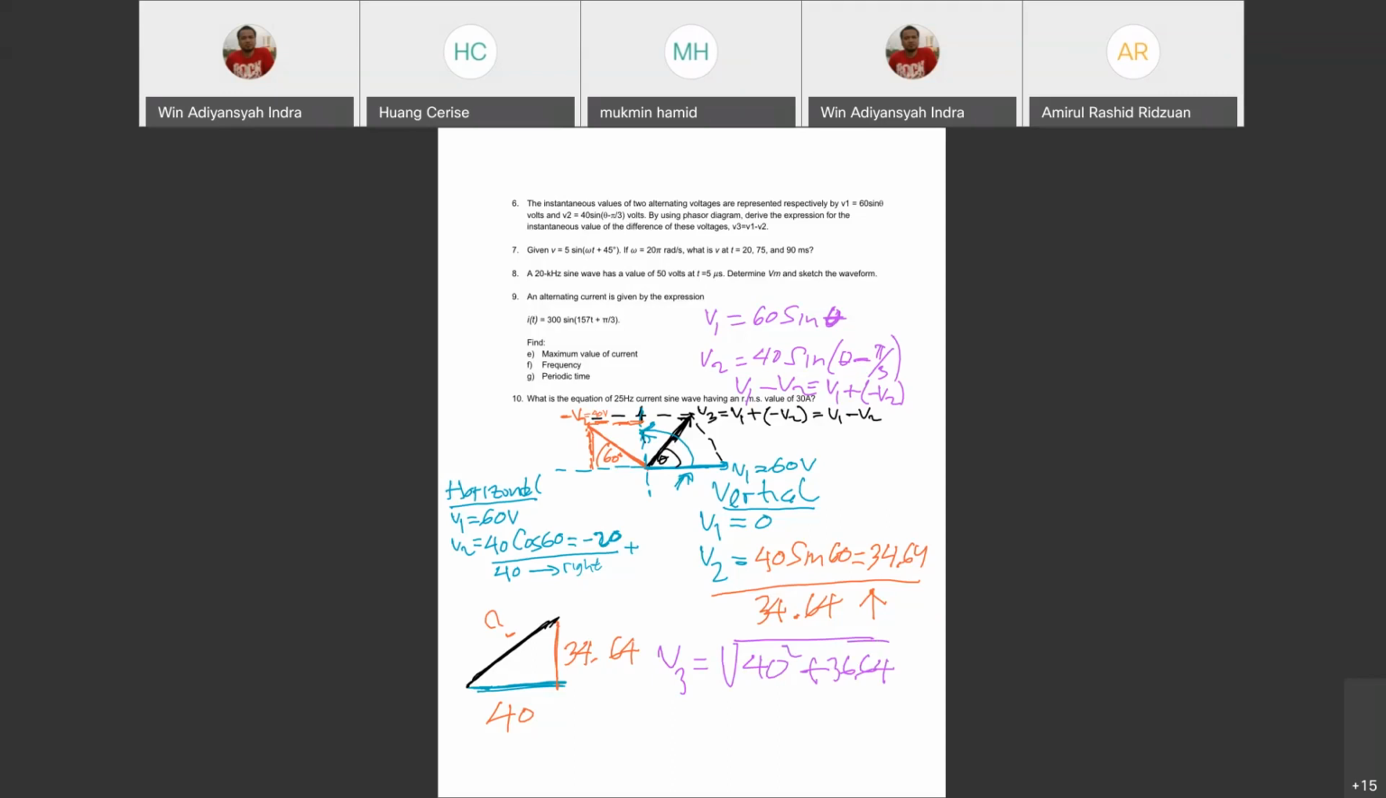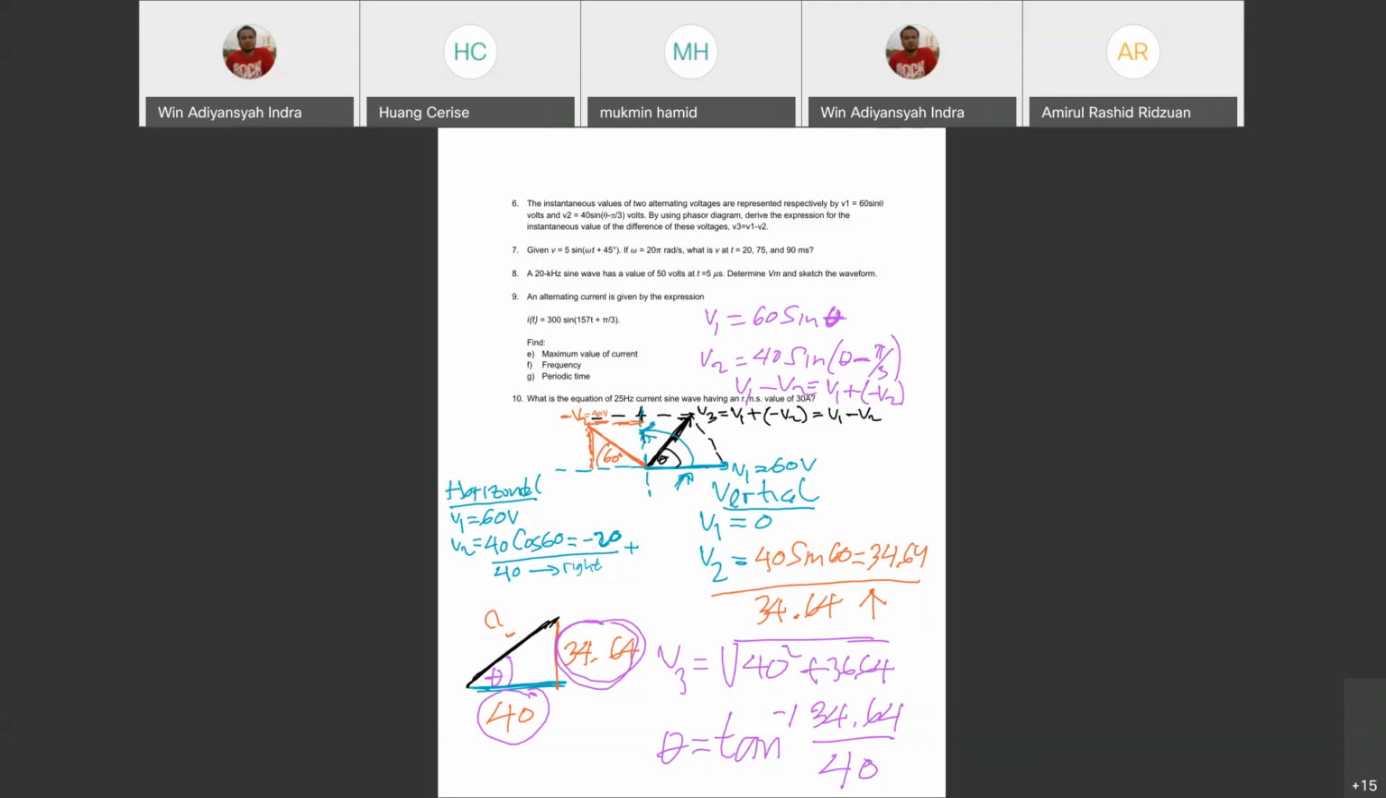What about the degree? You have vertical and horizontal, so use inverse tangent, which is inverse tangent of 34.64 over 40. You get the degree then.